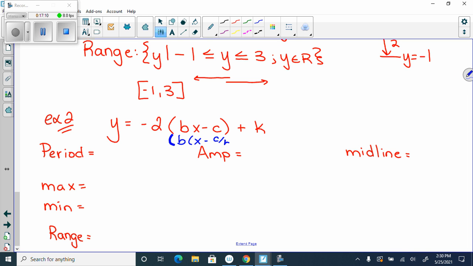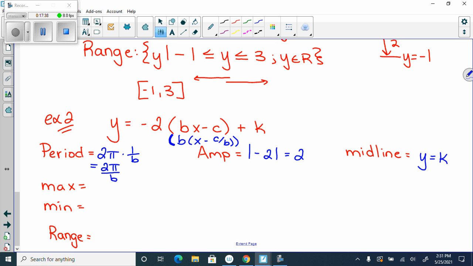The phase shift is C divided by B. For the period, I take 2 pi and multiply it by the horizontal stretch, and the horizontal stretch is actually 1 over B because it flips. So my period is 2 pi over B. The amplitude is the absolute value of A, so it's the absolute value of negative 2, which is 2. The midline is always y equals D, so in this case it's y equals K.